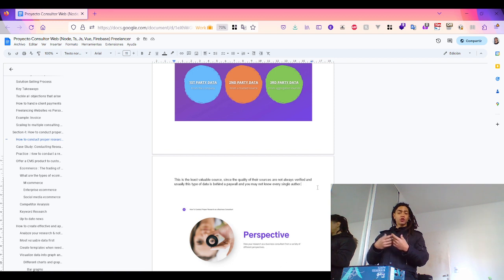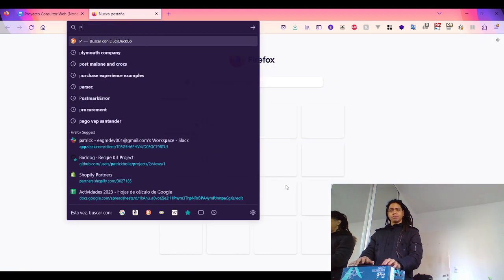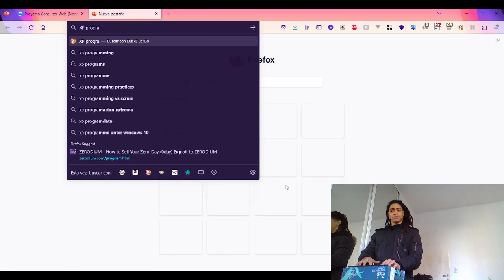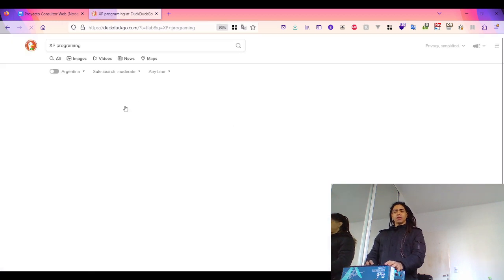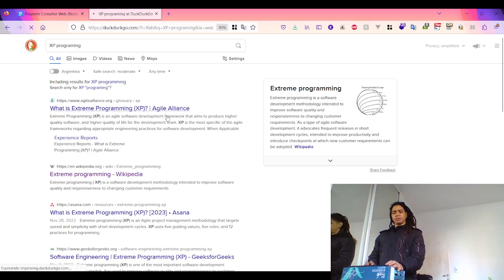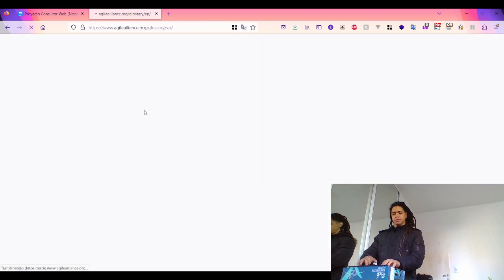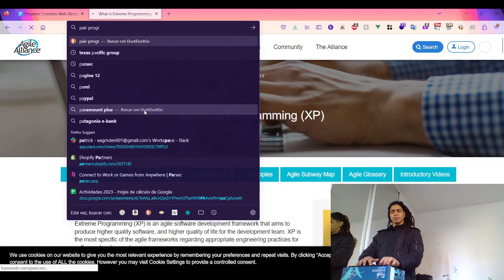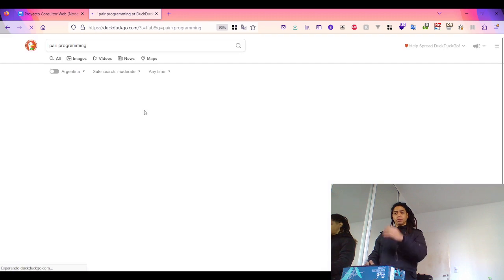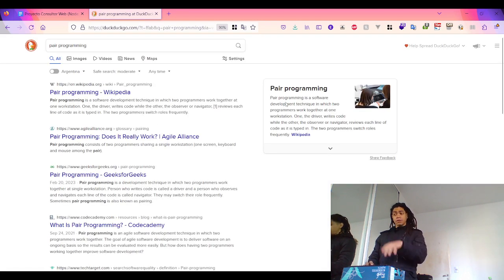So what I did is just conduct research, following these guidelines, as well as with the help of ChatGPT, because I'm using ChatGPT as my assistant for something called XP programming. Okay, the XP programming or extreme programming, I think is this. No, I mean it's the pair programming. Pair programming is this.